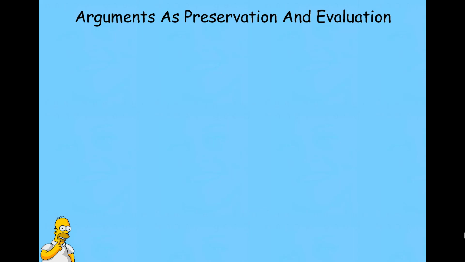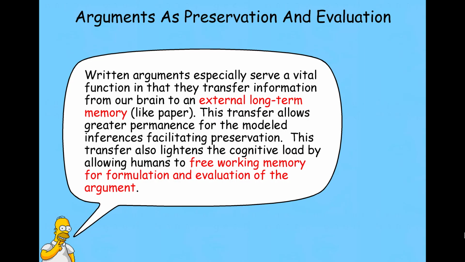What about presentation and evaluation? Well, written arguments especially, but also verbal tradition, right? But particularly written arguments serve this vital function. They transfer that information, those potential inferences, from our brain, from our working memory, to an external long-term memory, like a piece of paper or a computer file. This transfer allows for greater permanence for the modeled inferences, and that facilitates preservation for ourselves and for others across time. So you can go to the library, go down to the philosophy section, and pull a book off the shelf, say, The Republic by Plato, open it up, and there you'd find arguments that had been encoded, written down by Plato over 2,300 years ago, that have been preserved by people through time. It is part of our cultural heritage.